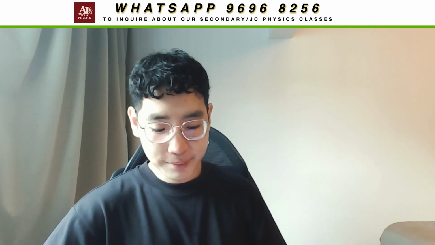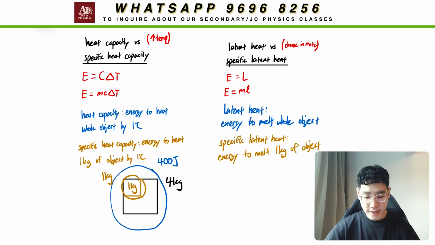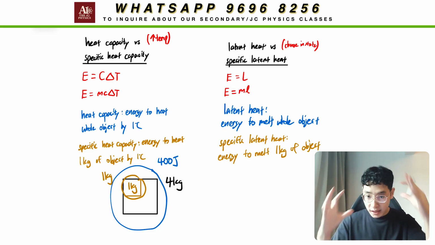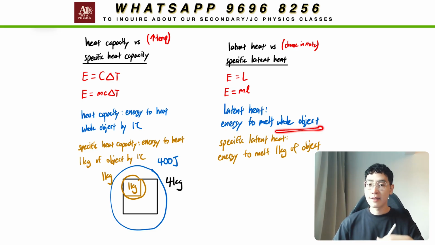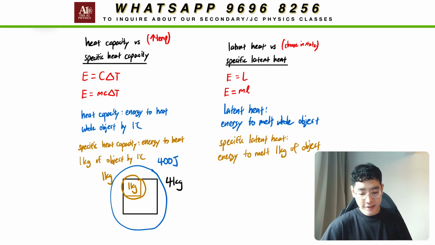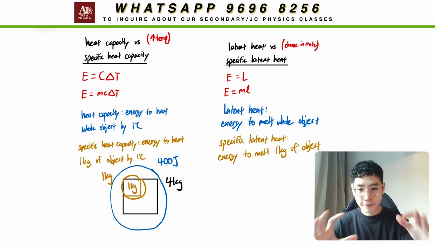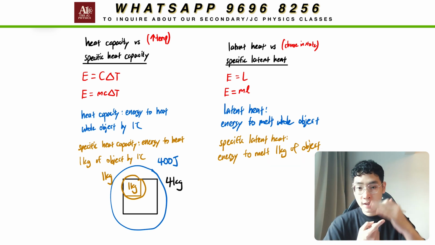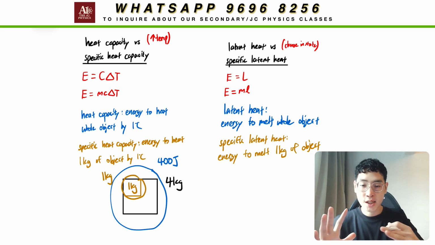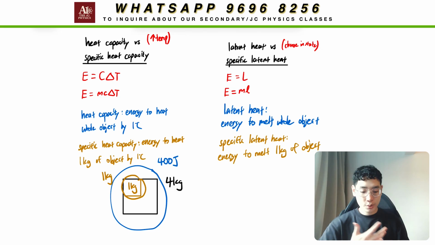Right now, let's talk about latent heat. Now, the latent heat of the object is the energy needed to melt the entire object, the whole object. And the specific latent heat of the object is the energy needed just to melt 1 kg of the object. Again, this is not the full definition. Obviously, there's melting, boiling, condensing, freezing, but just to make it simpler, we just focus on melting over here. So let me show you what I mean.